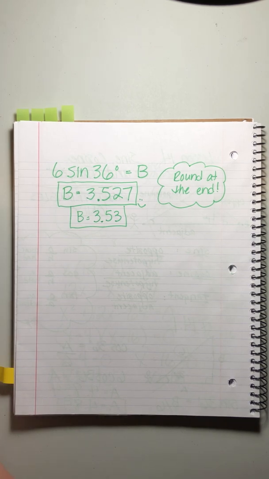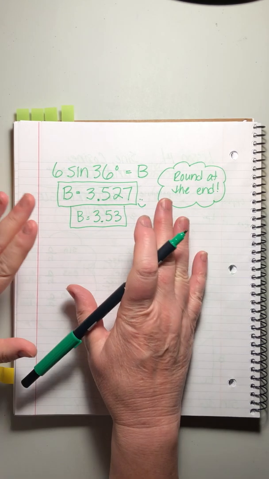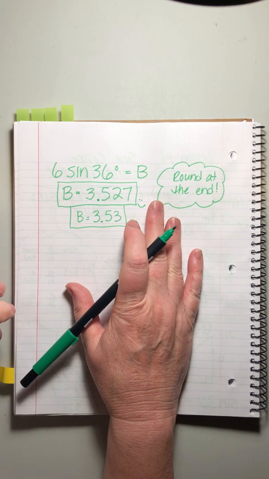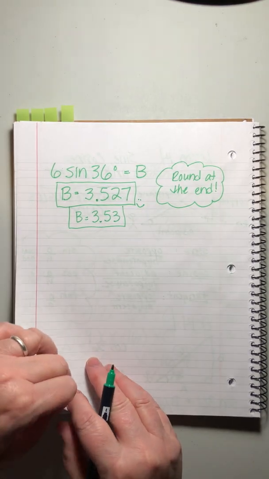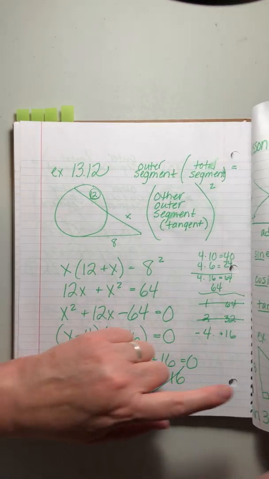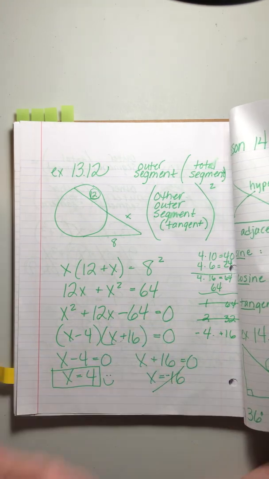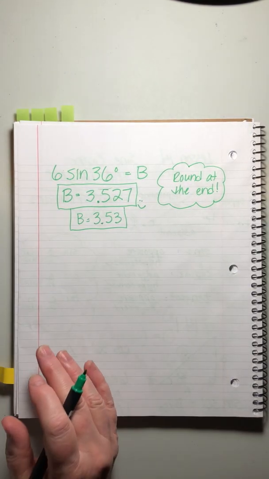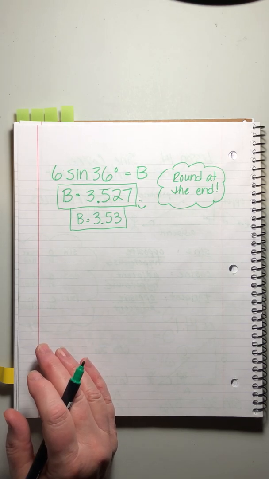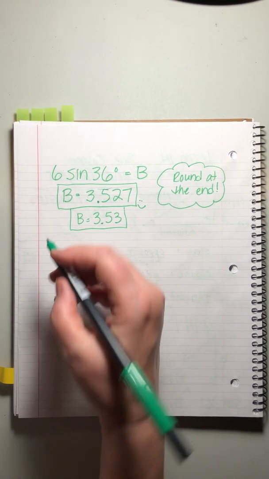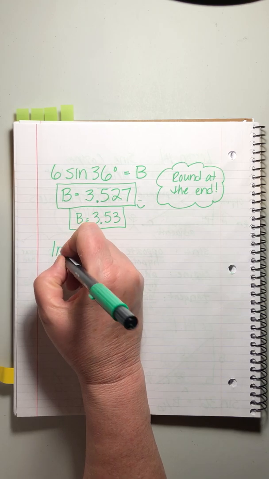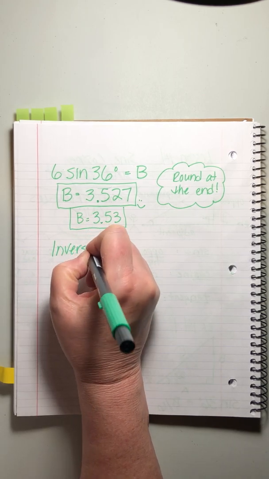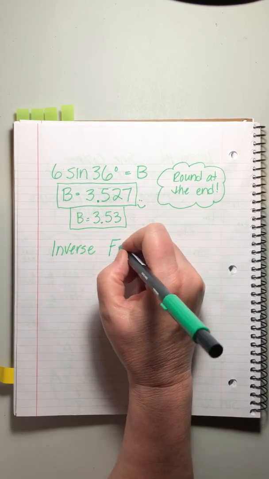So there's a great example of how we use trig functions to solve for missing sides. That's what we were doing here. Now, having explained everything and your brain feels really good, I'm going to flip it a little bit, and I'm going to talk about inverse functions.